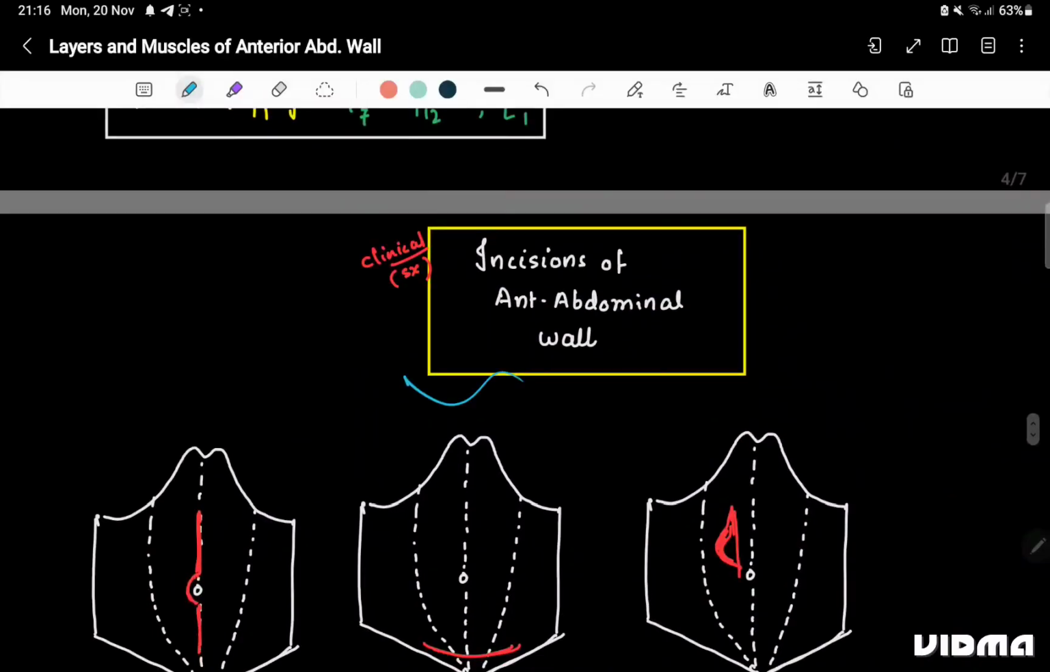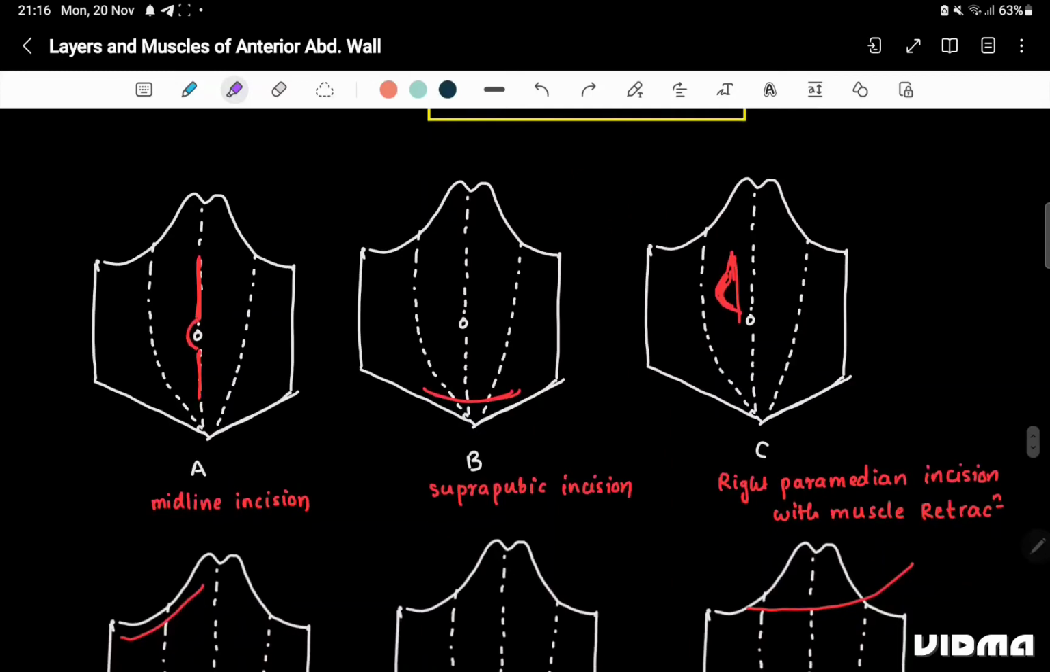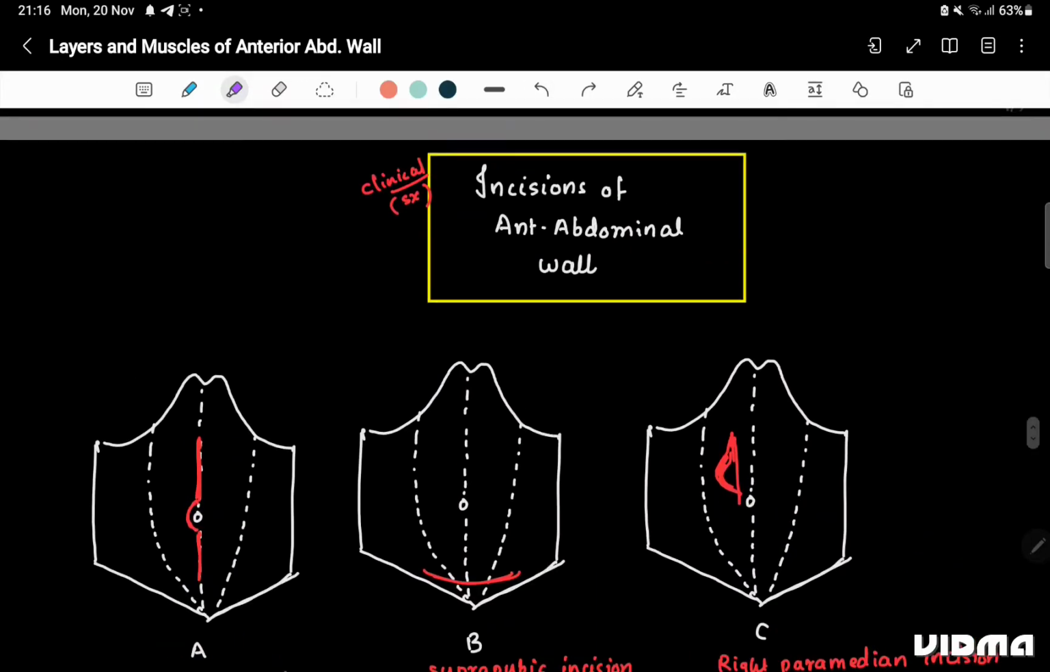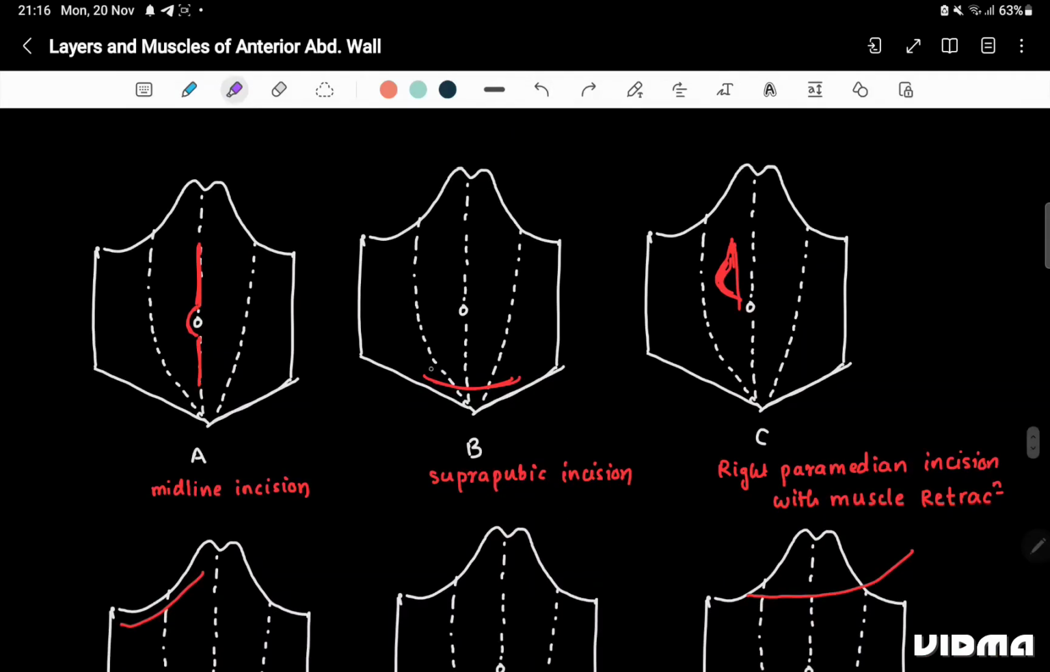So let's discuss the incisions of the anterior abdominal wall. What are the incisions of the anterior abdominal wall? So we can have a midline incision. These are important in surgery, okay, in clinical integration of surgery. Okay, we have a suprapubic incision. This is a suprapubic incision. It's a right paramedian incision with muscle retraction. The muscles are retracted from here.